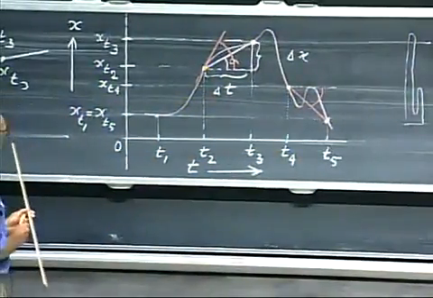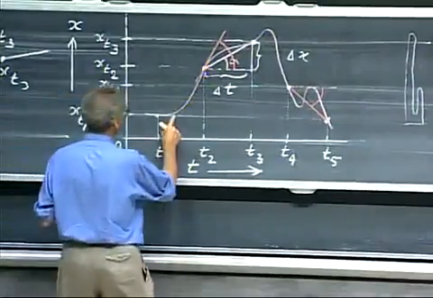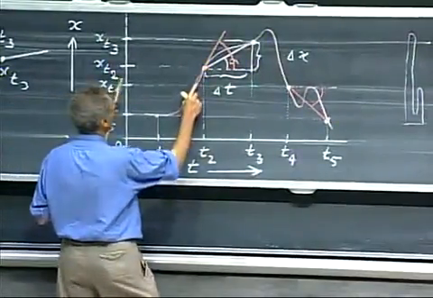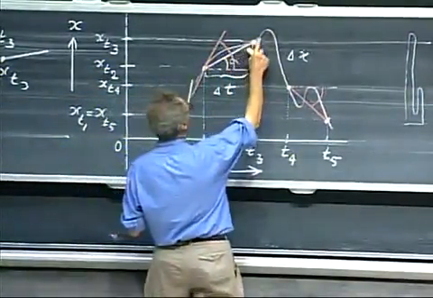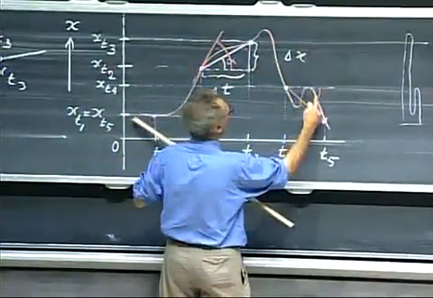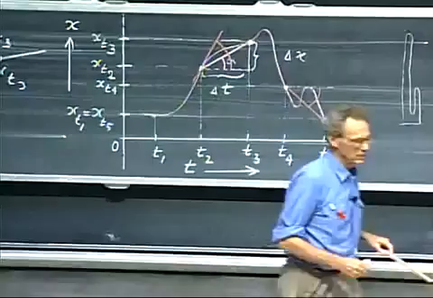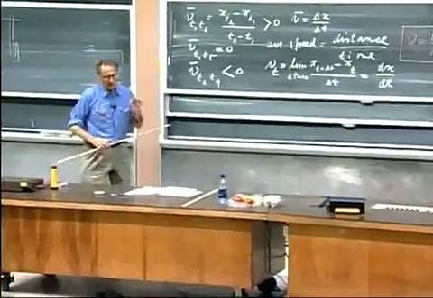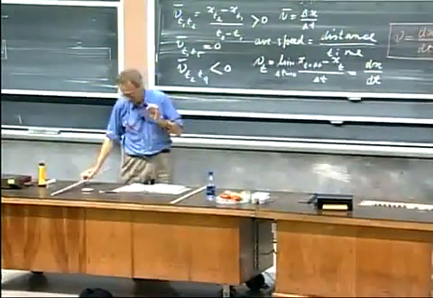What are the times that the velocity is positive? Well, it's positive here. Velocity is positive here. Still positive, positive becomes negative. Negative, positive, 0, negative. So that's the definition of the instantaneous velocity.